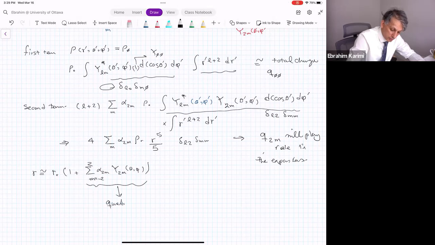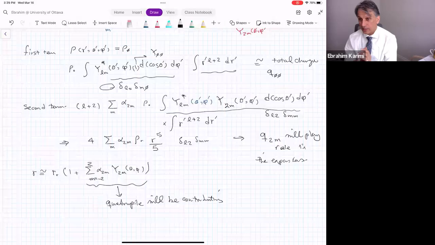will be contributing. So essentially due just to the deformation of the sphere that happens. So for example, for the neutron, the total charge is zero. So only that term will play a role, which is the quadrupole interaction that appears in the nucleus. Okay, is that clear, guys? So far, so good?